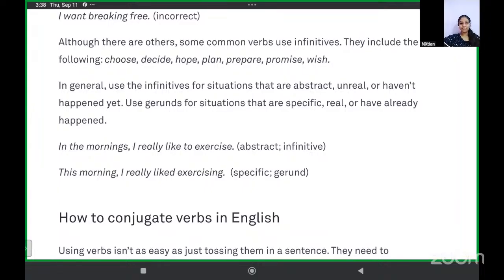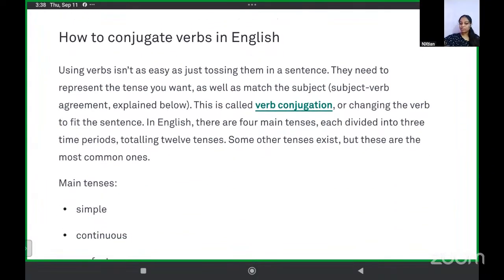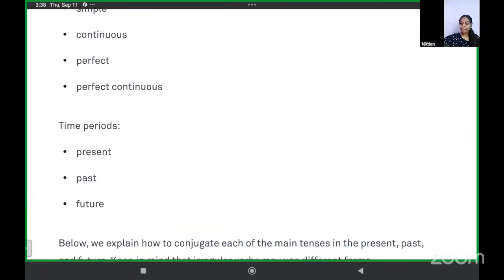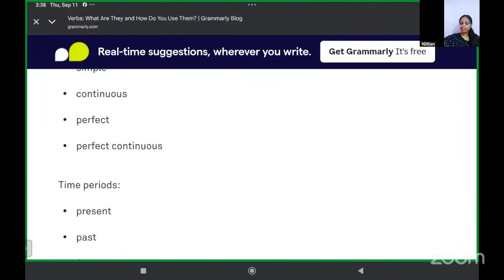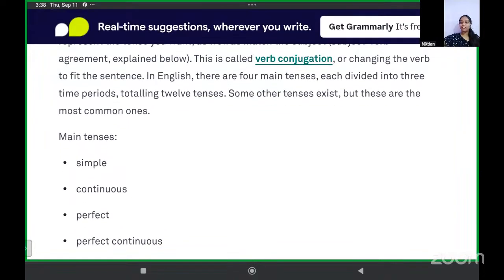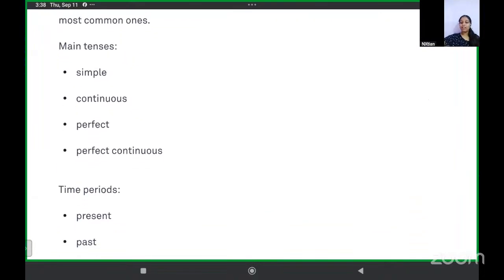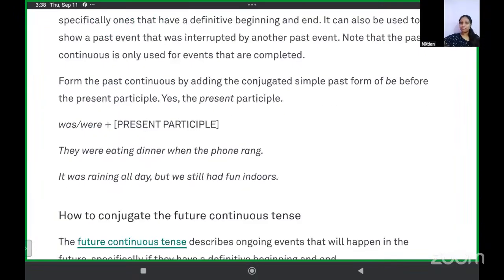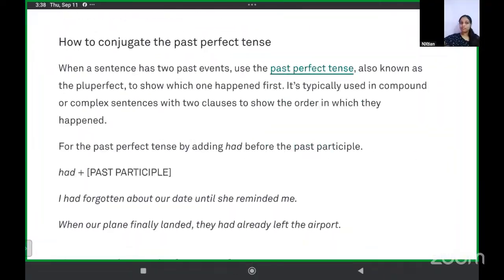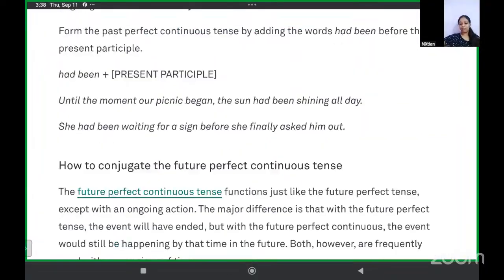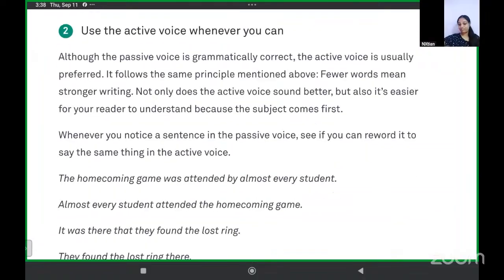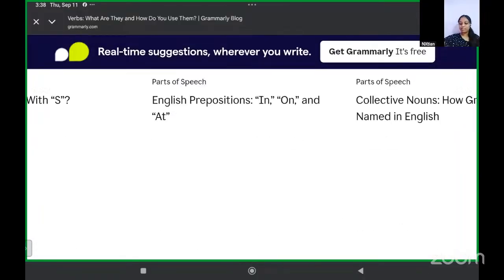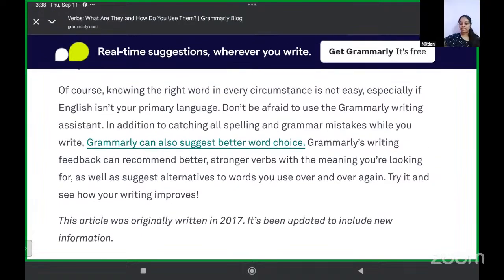Ma'am, are there any more notes after this? Check how many pages, how many more notes there are on how to conjugate verbs in English. See, you don't have to do this in so much detail. Yes, ma'am, go till the end. Andrew, I'll check how much is there. There is too much, ma'am. There is really, literally too much. Okay, it's ending here.